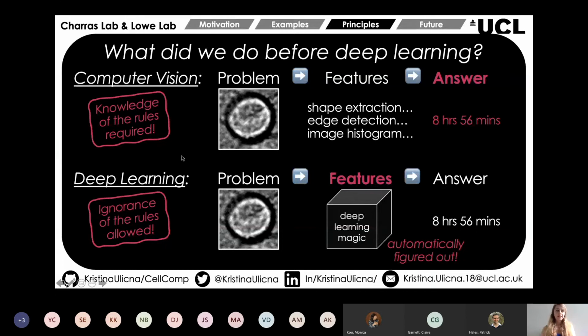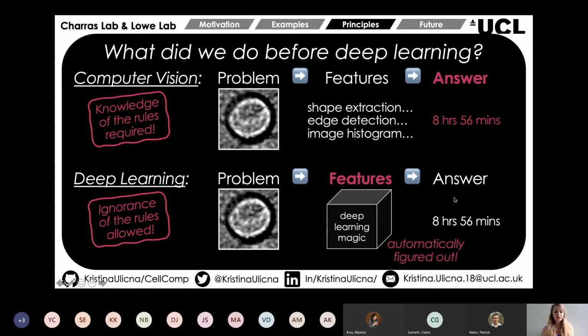However, deep learning doesn't necessarily rely on this, and it can actually do something even cooler. In deep learning, instead of providing the computer with the problem and the features, we provide the computer with the problem. Just as before, we input the image data, and then we also input the correct answer. The correct answer in this case would be 8 hours and 56 minutes, which is the time it would take the cell to divide.